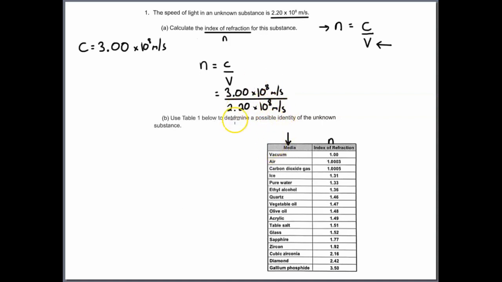Now, I get a lot of students that have trouble putting this in the calculator, but there's an easy trick. 10 to the 8 divided by 10 to the 8 is just 1, so we can cancel that. In our calculators, we can simply put in 3 divided by 2.2. And that gives us 1.36. We'll round it to 2 decimal places, so 1.36. Part B says to use this table, and we have ethyl alcohol. So that is the substance.